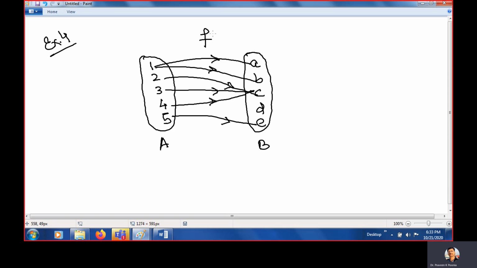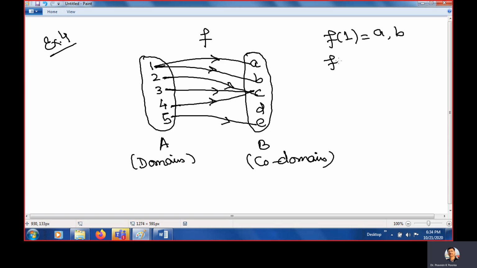So there are two things. First, we will check with the domain set, and this is the codomain set. So in the domain, look, 1, 2, 3, 4, 5, all are connected. Clear? Now let us check. What is the image of 1? Image of 1 is A, B. Image of 2 is C. Image of 3 is C. Image of 4 is C. Image of 5 is E.